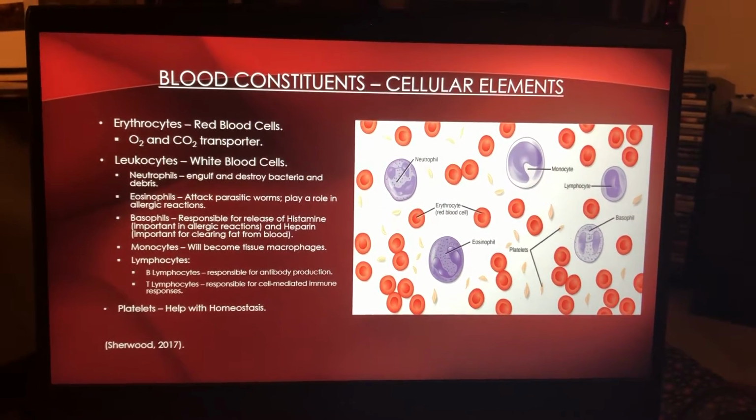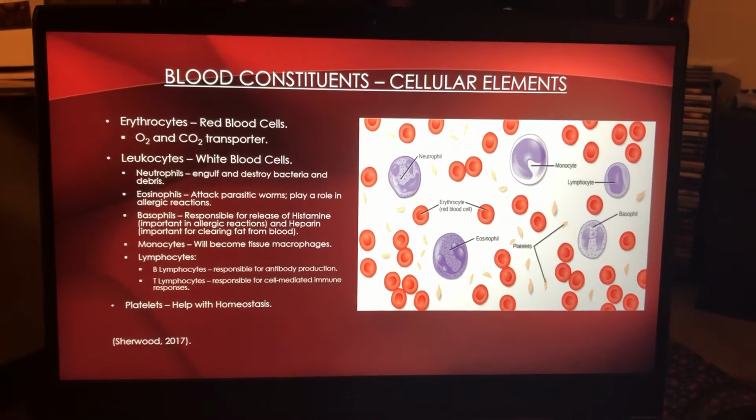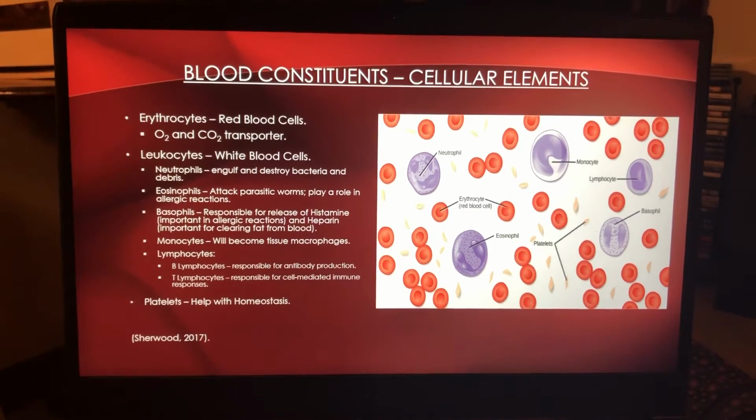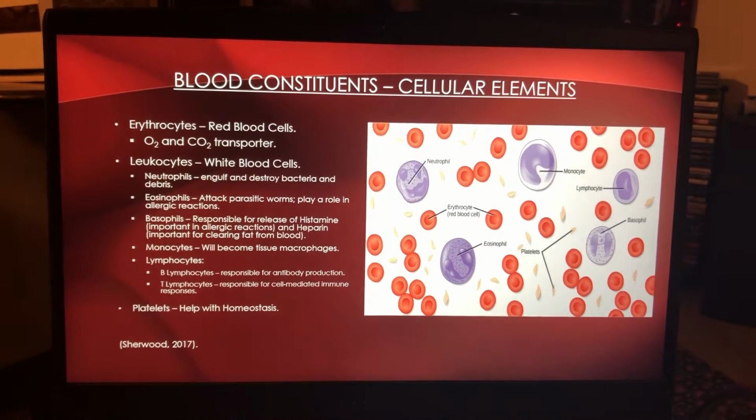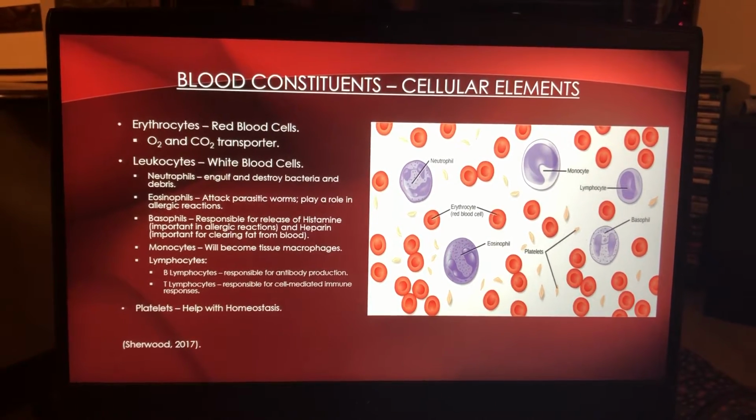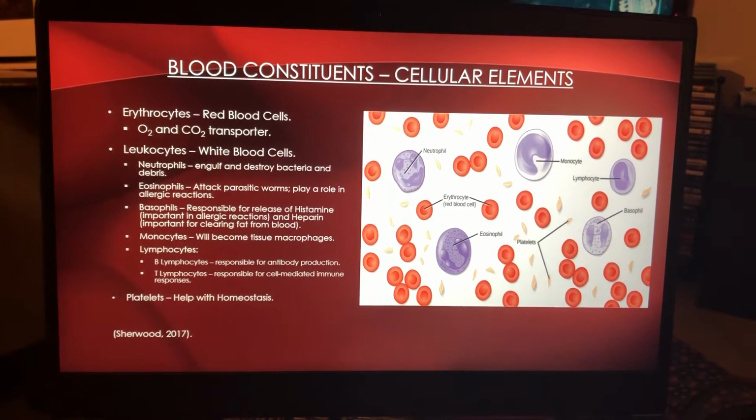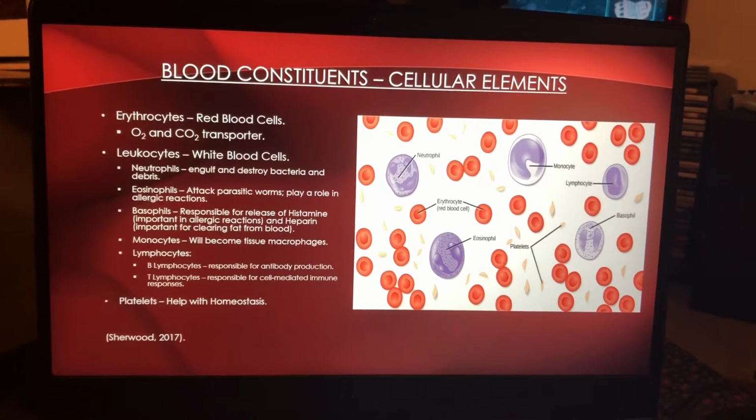Leukocytes, which are our white blood cells, are also in this cellular elements category. Of leukocytes or white blood cells, we have several different types. So firstly, we have the neutrophils, which are responsible for destroying bacteria, and they engulf and destroy bacteria and debris in our bloodstream and throughout our body. So they fight off bacterial infections.